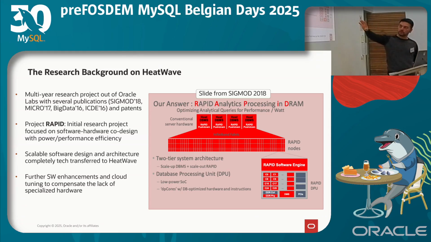To put it into perspective, this was developed for thousands of compute nodes. These are all specialized DPUs, database processing units, really low power system on chip with specialized processing, specialized database instructions, and so on. Connected through a relatively expensive InfiniBand fabric. And at the top layer, you have the host database system. Back then, it was another database system.